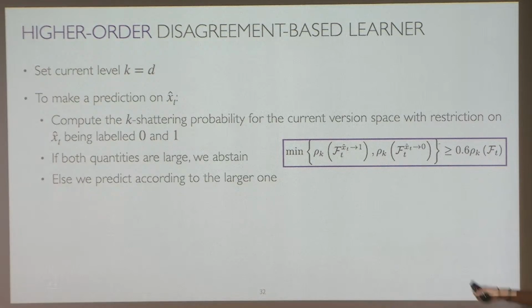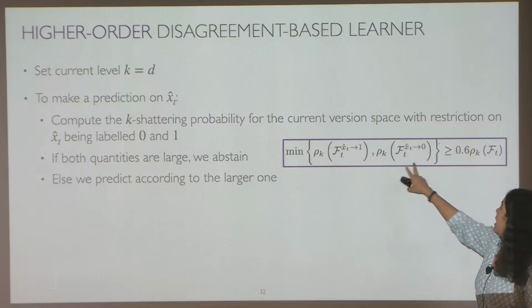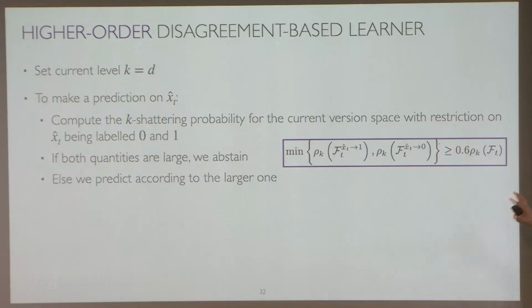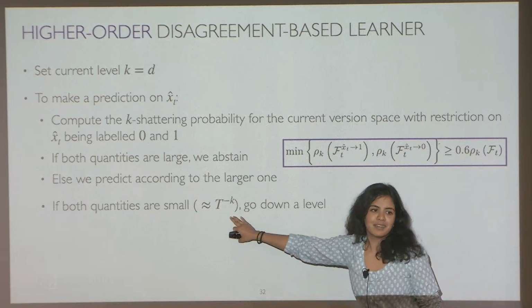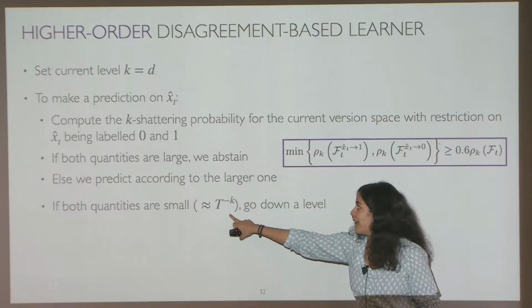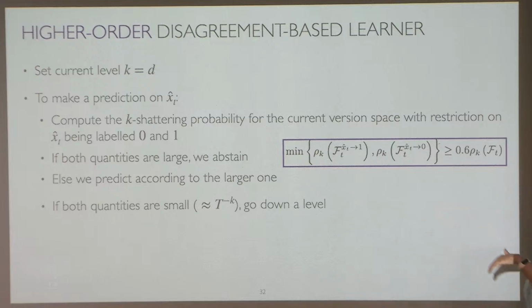These are the actual bounds that you use. You have to use them relative to the level above to get the bounds correctly. If both quantities are small, and the small one is really small, that's why this estimation is annoying: t to the minus k. If I'm at level k, I'll stay at the same level for a while until that quantity becomes really small, and then I'll go down a level. That means I've saturated this level. I really understand my class at this level, so I should go down.